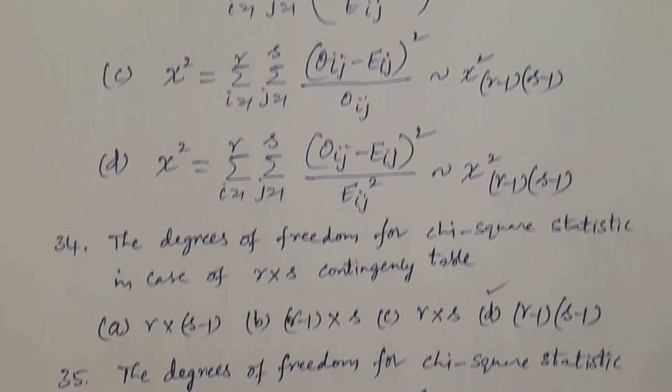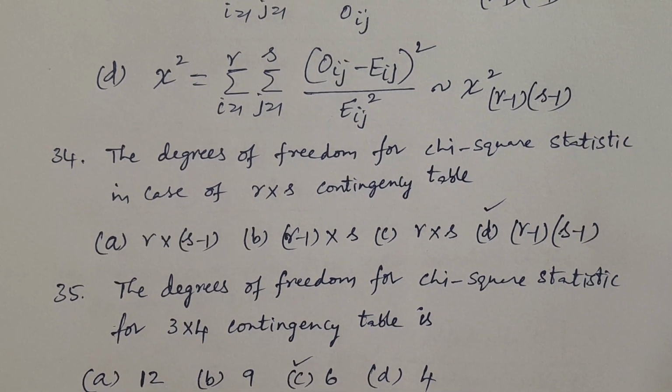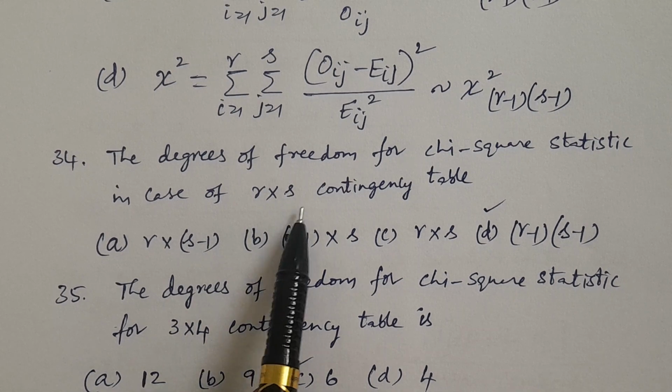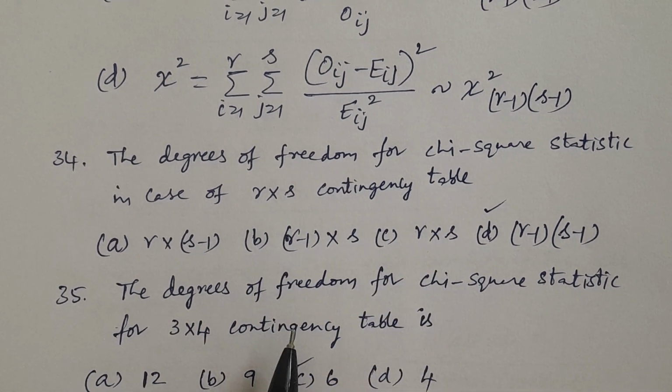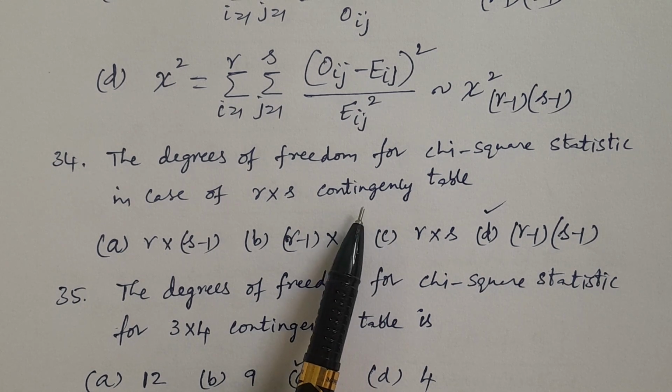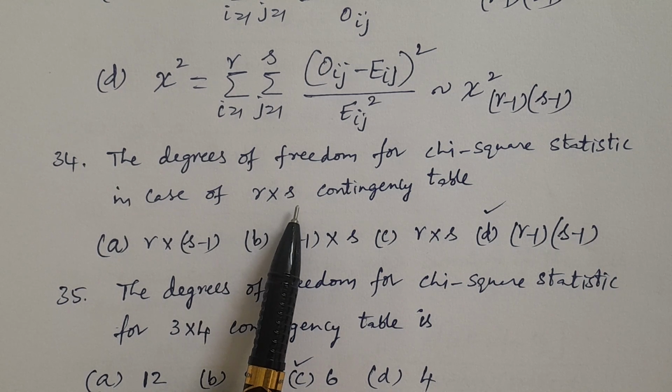33 question. Now question number 34. The degrees of freedom for chi-square statistic in case of r by s contingency table. In case of r by s contingency table, what is the degrees of freedom? Just now I have shown r and s. i is equal to 1 to r, j is equal to 1 to s. r classes and s classes. So r by s contingency table. Rows and columns. You can remember like that.